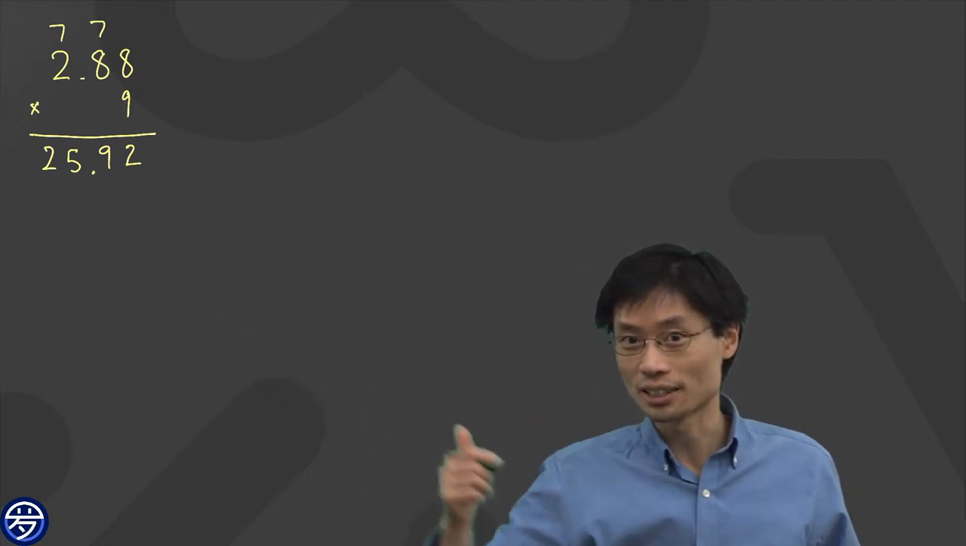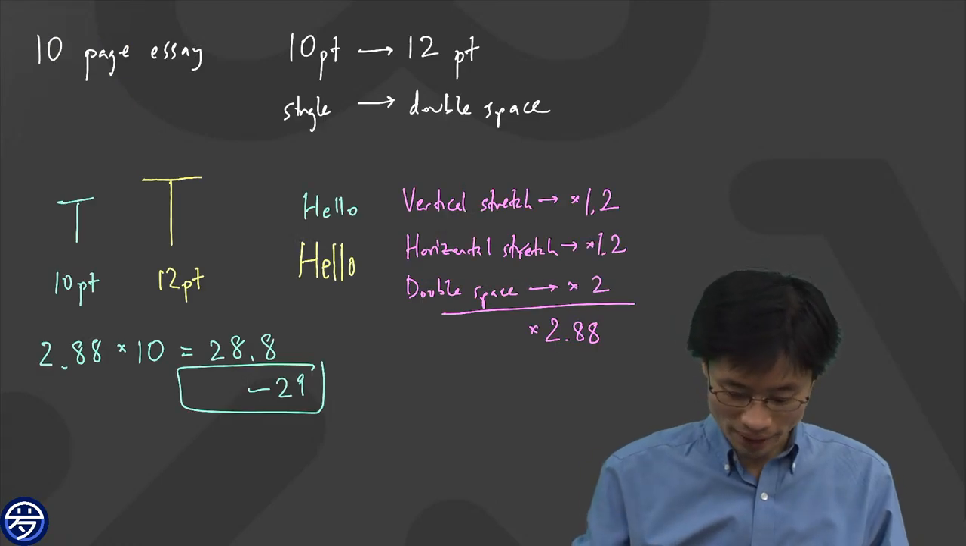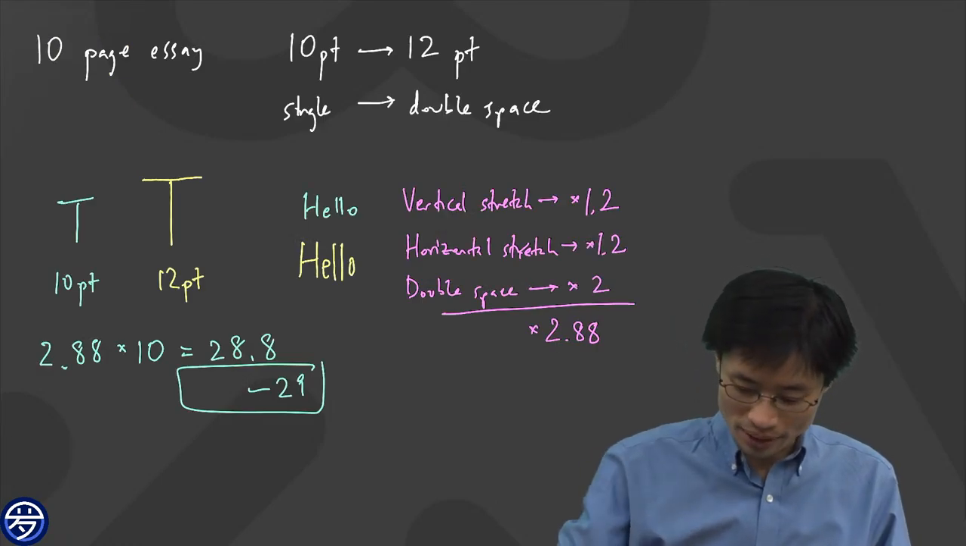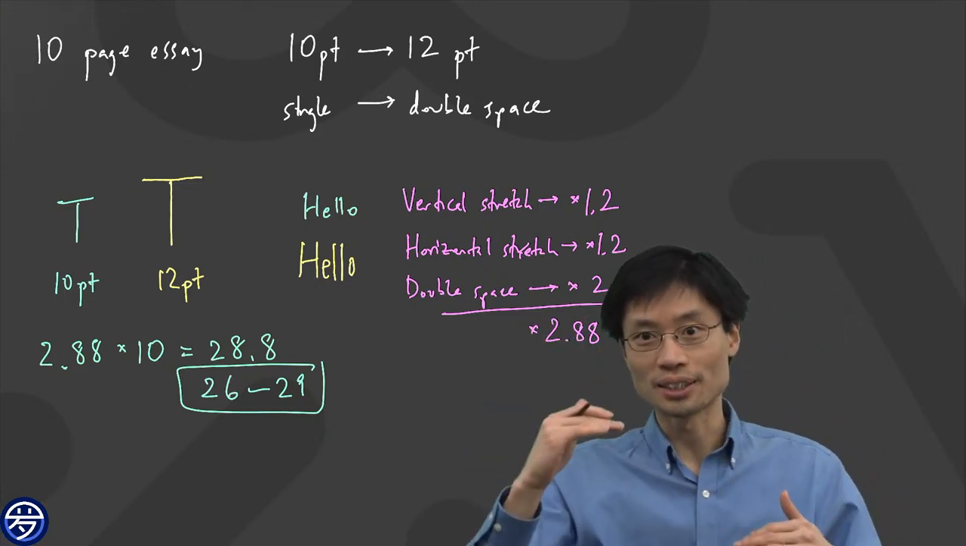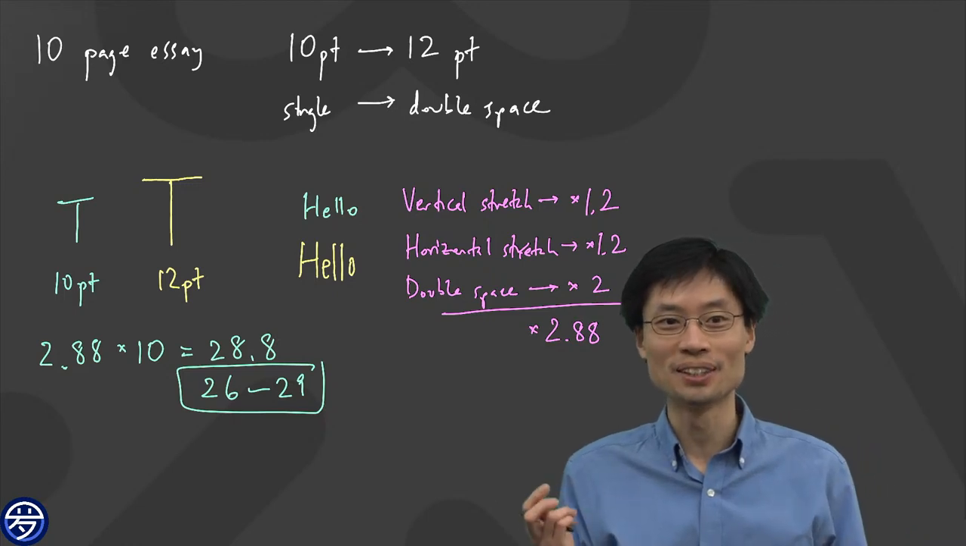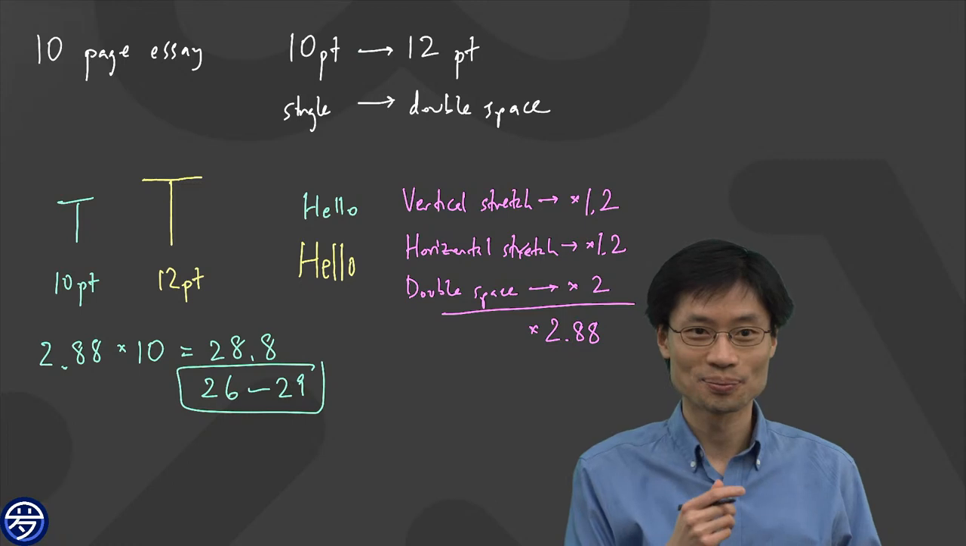So I now know that the answer is between 25.92 pages and this 28.8 pages. 25.92 pages would come across as 26 pages, because if I wrote 25.92 pages, I used 26 pieces of paper. And so the answer is that it would be somewhere between 26 and 29 pages.